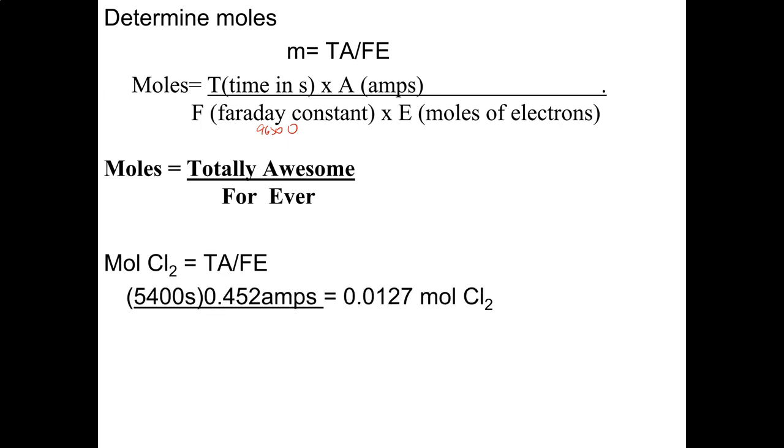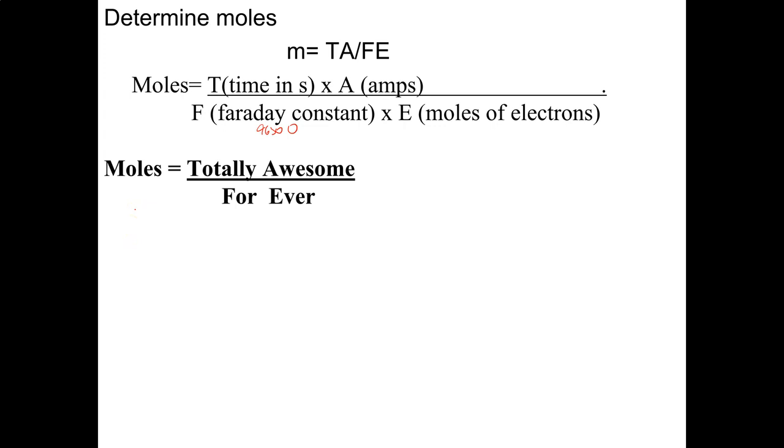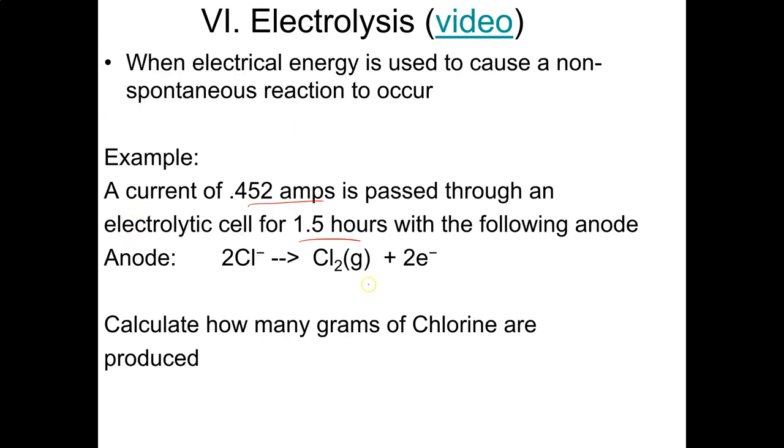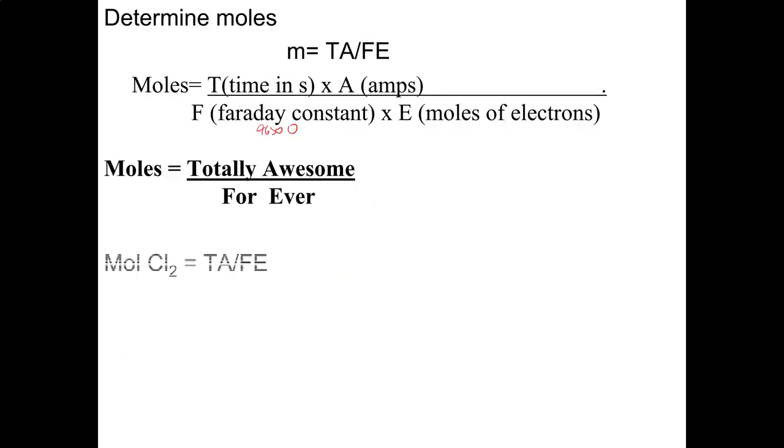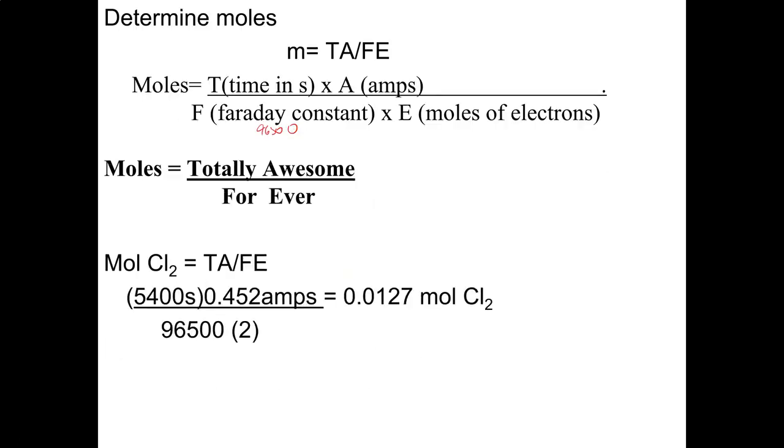So for moles of Cl2, there's a totally awesome part. I changed the time to seconds. Amps they gave me, I kept it, 96,500. This is the same thing as 96,485. It's just rounded, and it's fine if you round it, don't worry about it. Your moles of electrons, 2. Why 2? Because if you look at your original reaction, 2. That's why. And there's your moles. Now, if you want to get your grams, multiply by the molar mass, and you're done.